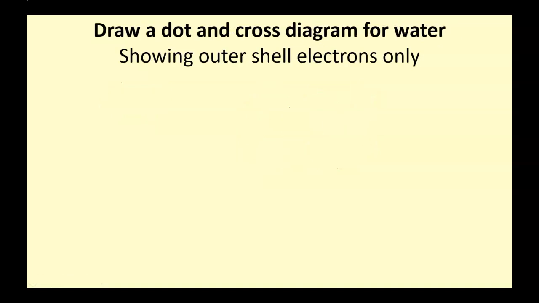Draw a dot and cross diagram for water. The formula of water is H2O, and the arrangement of the atoms is, there's a hydrogen. Hydrogen only forms 1 bond, so this hydrogen cannot be bonded to anything else, so it must be bonded to an oxygen. Oxygen forms 2 bonds, so the oxygen will be in the middle and joined to 2 hydrogens. It's worth checking if you ever draw a displayed formula. It looks like this because sometimes I have seen HHO, and hydrogen only forms 1 bond.